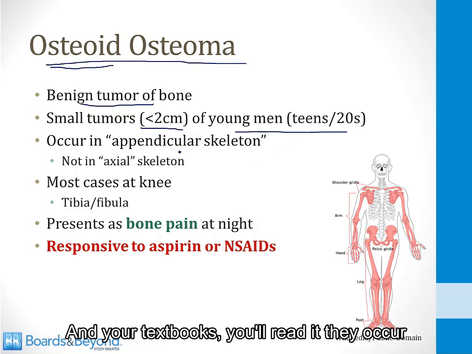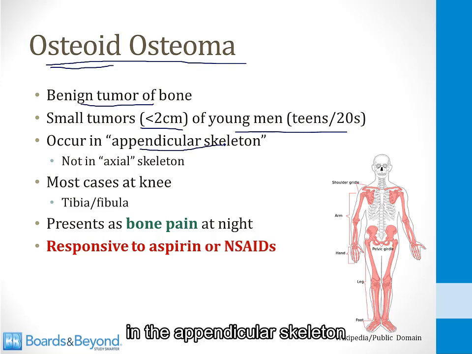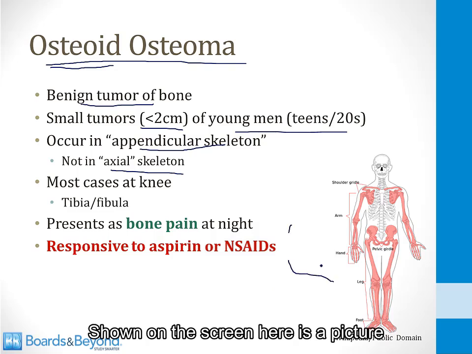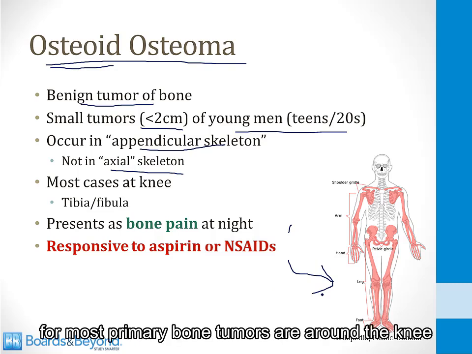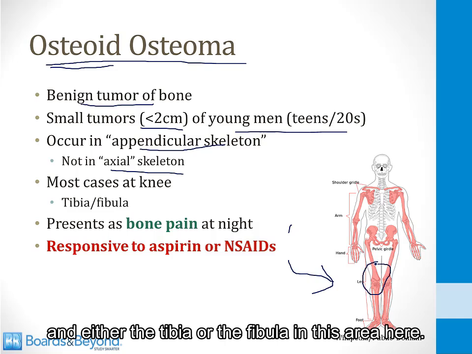In your textbooks, you'll read that they occur in the appendicular skeleton, and what this basically means is the arms and legs, not the axial skeleton. Shown on the screen here is a picture of the appendicular skeleton. In most cases, like I told you before, for most primary bone tumors are around the knee, in either the tibia or the fibula in this area here.